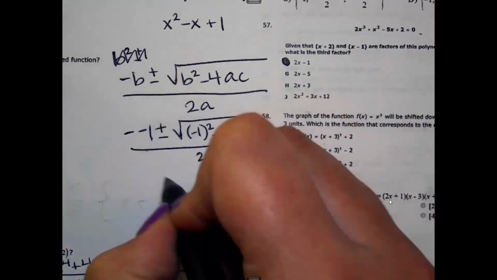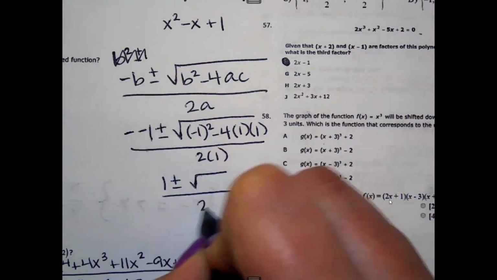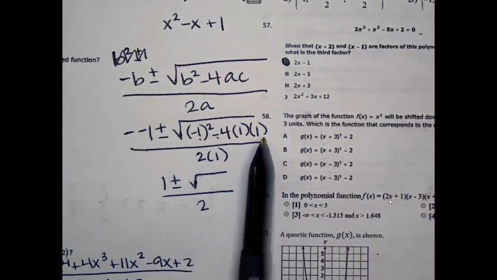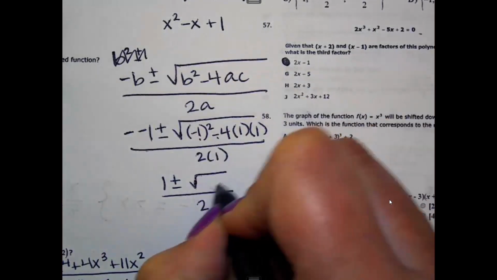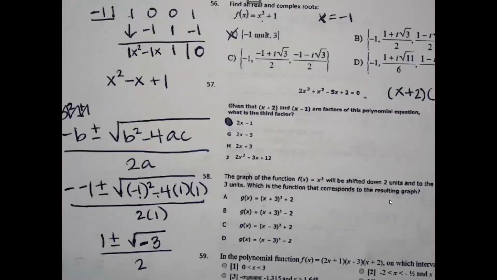So that's +1 plus or minus, it's over 2. That's a 1 minus a 4. What's 1 minus 4? -3. Can you guys tell which answer choice it is? Answer choice B.